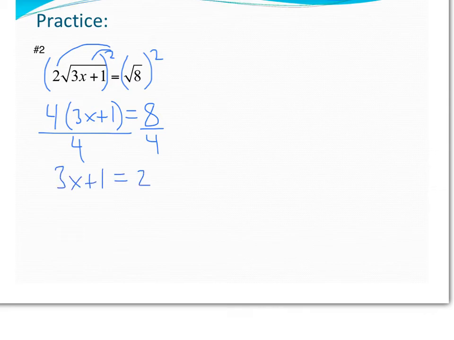I'm going to subtract 1, and I get 3x equals 1, so x equals 1/3. Awesome. Let's see if this is all right. If I plug it in, so your 3 times 1/3 gives me 1. 1 plus 1 gives me 2. So I have 2 root 2. I know that the square root of 8 simplifies to 2 root 2, so we are good to go, Cotton Eye Joe. All right, let's see about the other way.